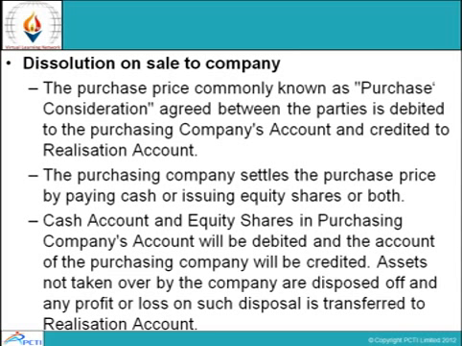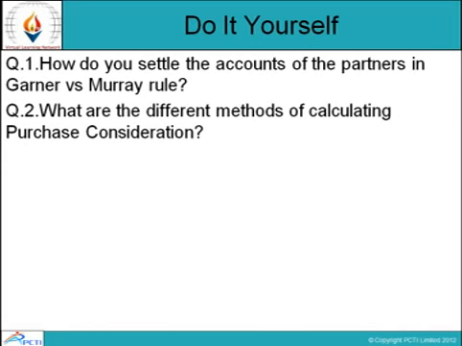Resolution on sale to company. The purchase price, commonly known as purchase consideration, agreed between the parties is debited to the purchasing company account and credited to the realization account. The purchasing company settles the purchase price by paying cash or issuing equity shares or both. Cash account and equity shares in purchasing company's account will be debited and the account of the purchasing company will be credited. Assets not taken over by the company are disposed of, and any profit or loss on such disposal is transferred to the realization account.